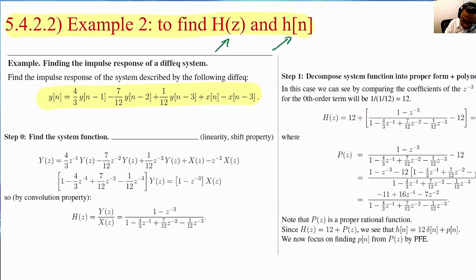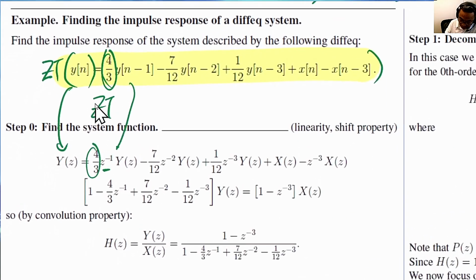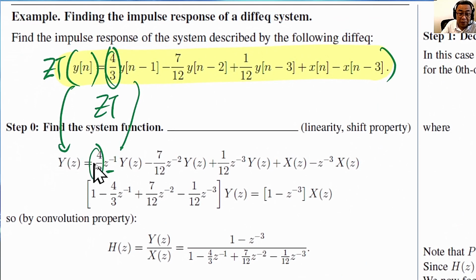To find the transfer function, what we do is we take the z transform of this equation over here on the left as well as on the right. When we do that, we will reduce it into this form. Z transform of y(n) is Y(z). Z transform of this is simply the coefficient 4/3. And since y(n) is delayed by 1, we get z^-1 Y(z).